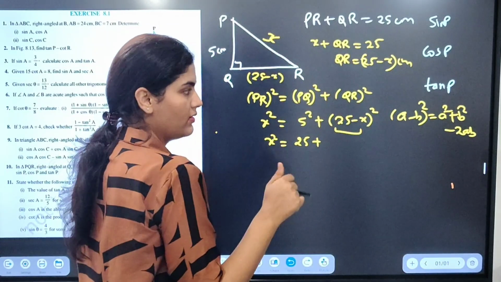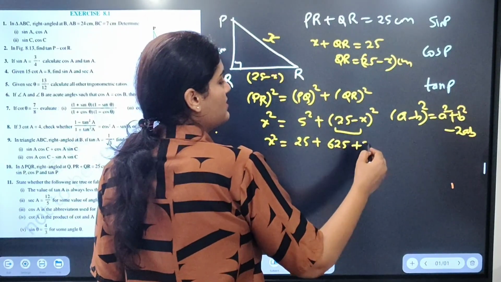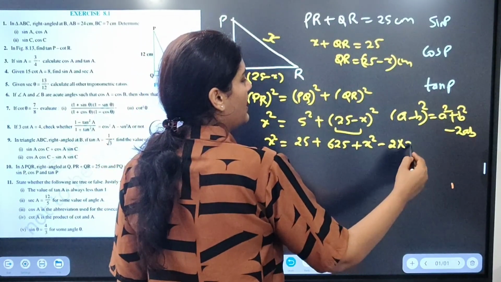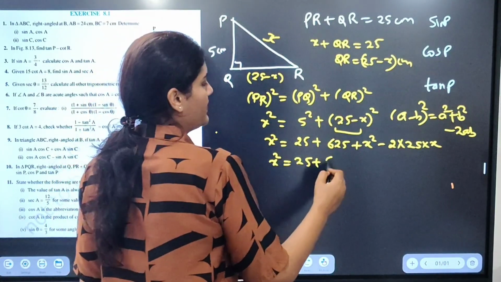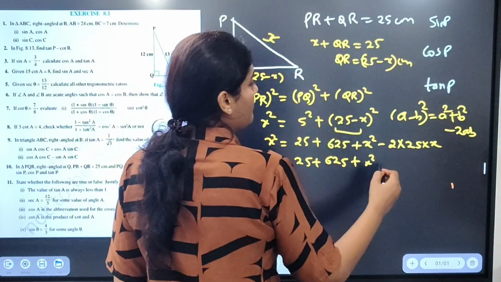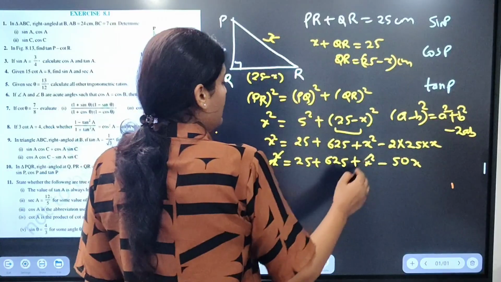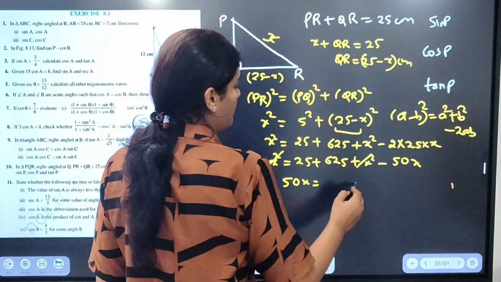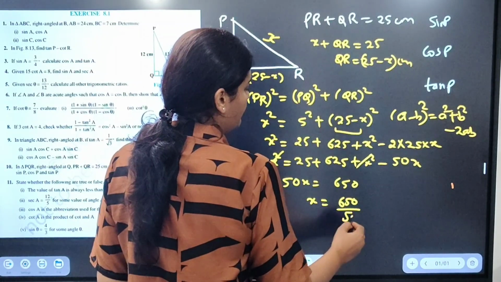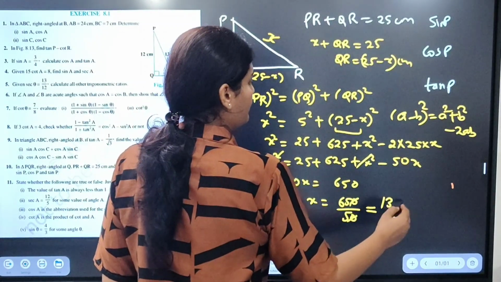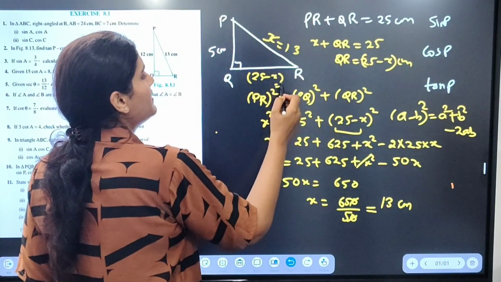Let's put in the expression. 25 स्क्वायर 625 है प्लस b स्क्वायर माइनस 2ab. तो ये हुआ x स्क्वायर 25 625, 25 2s are 50x, right? Can you see 50x is now 650, right? So x is 13. तो अगर ये 13 हुआ तो ये 25 minus 13 यानी 12 हो गया.